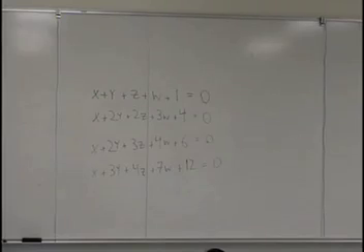Negative 3. Negative 3, yeah. Go. 7 plus 1 minus 7, 1. 13 minus 10, yeah. Okay, and what about this one?